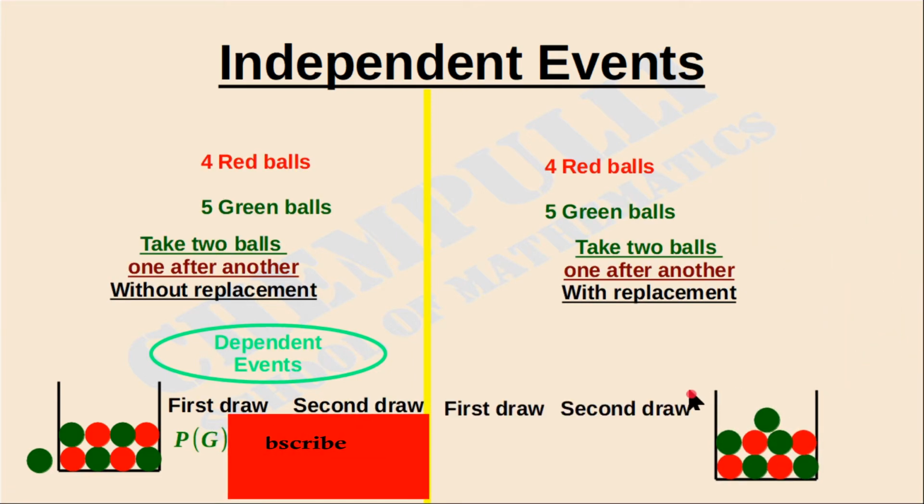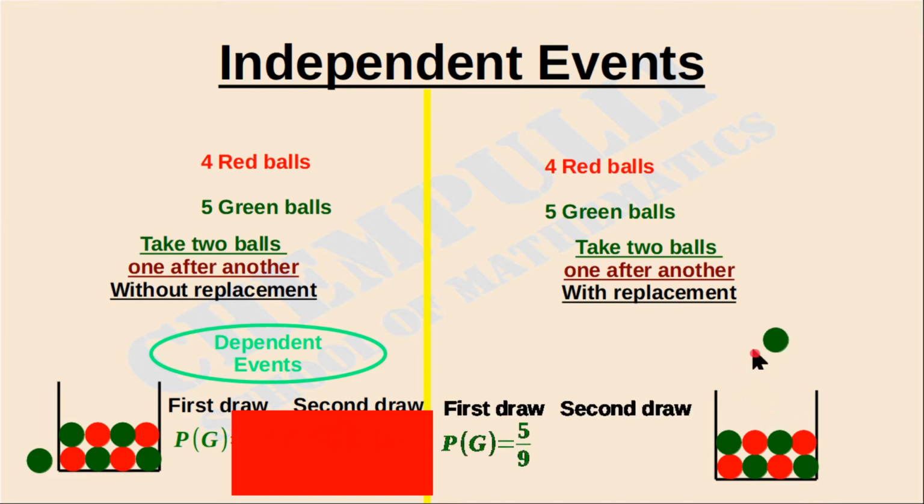In this second case, total how many draws are there? 2 draws, because we are going to take 2 balls one after another. That is the first draw and the second draw. Then it is with replacement. In the first draw, what is the probability of getting a green ball? In this case, total 5 green balls are there. That is 5 over the total number of balls, 9. The probability of getting a green ball is equal to 5 over 9. Then this case is with replacement.